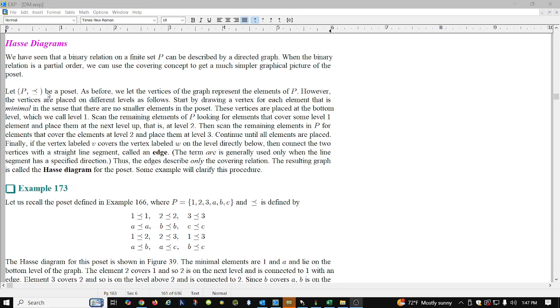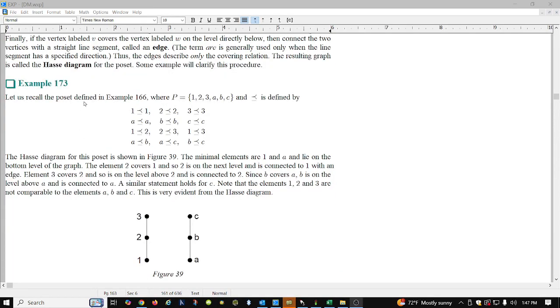Now, we connect two vertices with a straight line segment called an edge. We don't need an arc, so we don't have a direction, just a straight line segment if one of the vertices covers the other vertex. So that's going to connect two adjacent levels. Okay. And that resulting graph is called a Hasse diagram for the poset. And that may have been a little abstract, so let's take a look at some examples.